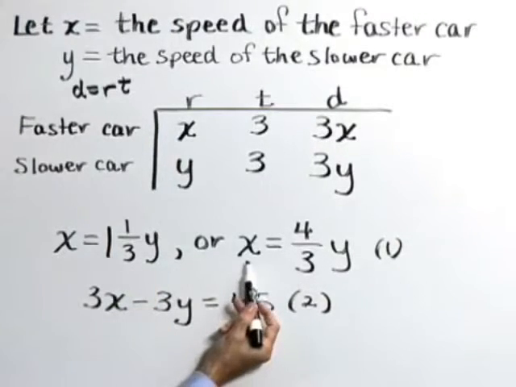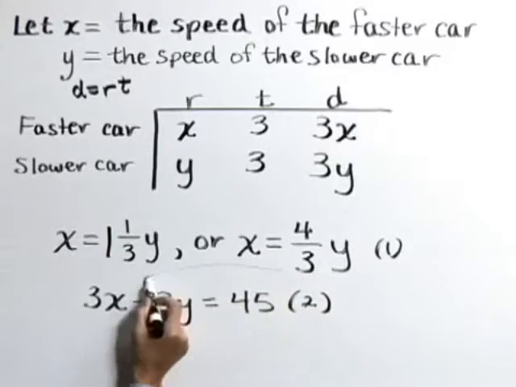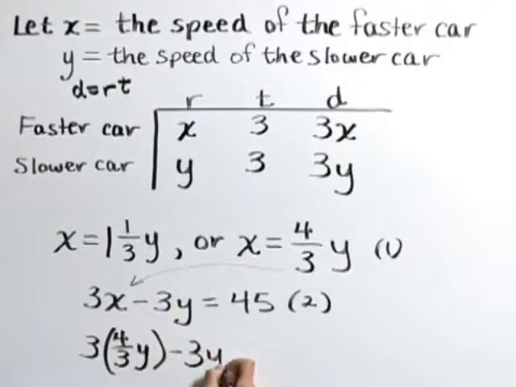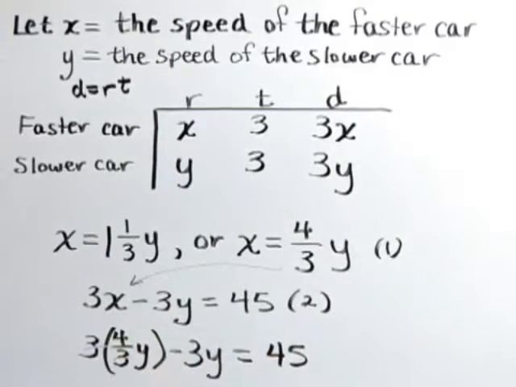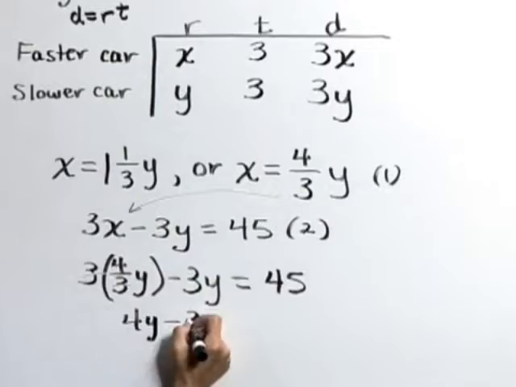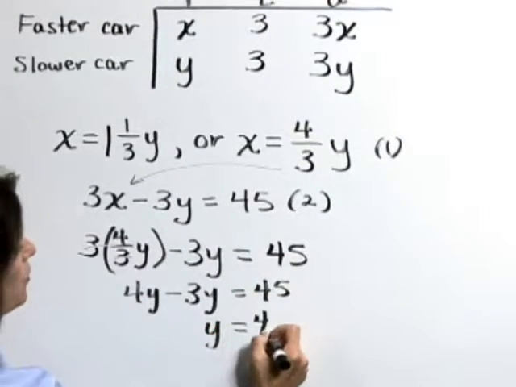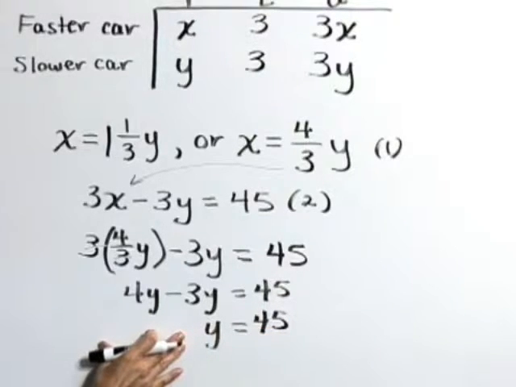method. We have x isolated. x is equal to 4/3 y. So let's substitute that value in for x in equation 2. Thus it becomes 3 times 4/3 y minus 3y is equal to 45. 3 times 4/3 is 4y, minus 3y is 45, or y is equal to 45. Now that is the speed of the slower car.